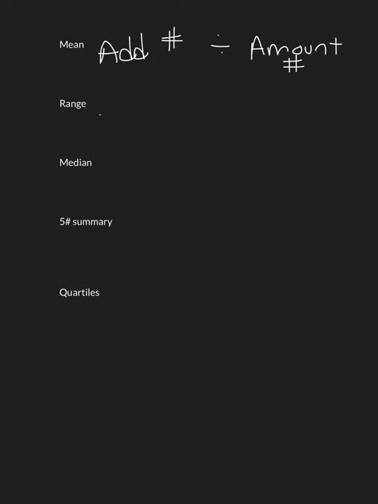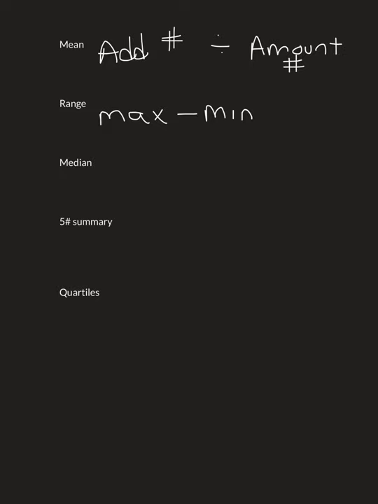The range is going to be whatever the maximum number is, the biggest number, and you're going to subtract the minimum number. The range is only going to be one value. So if your biggest number is 100 and the smallest number is 20, the range would be 80.